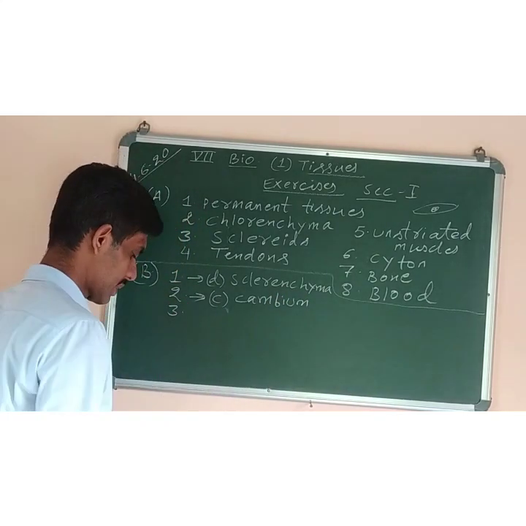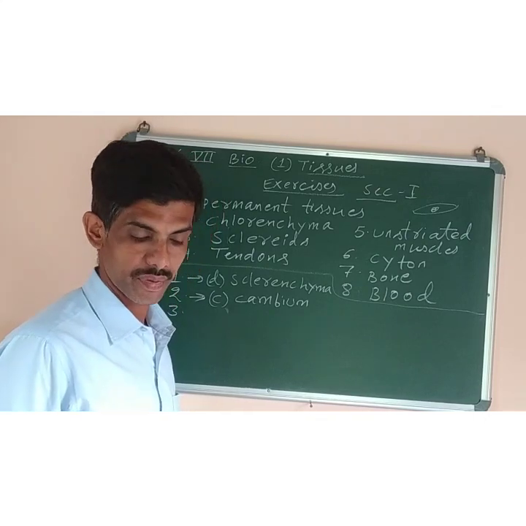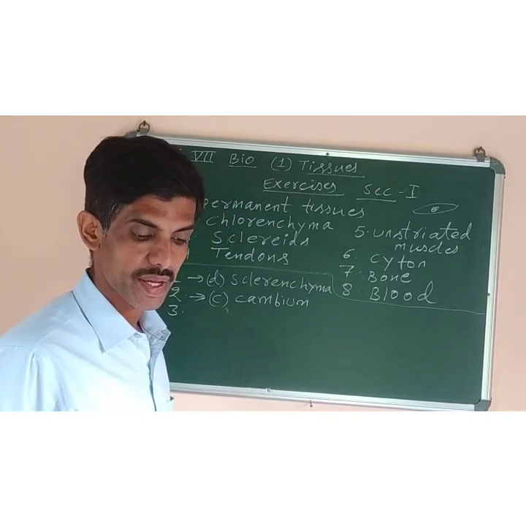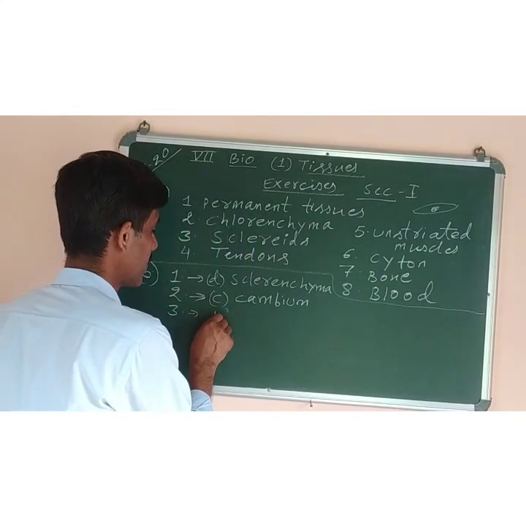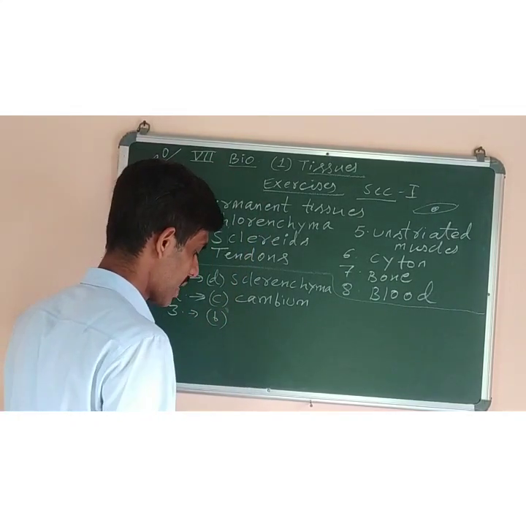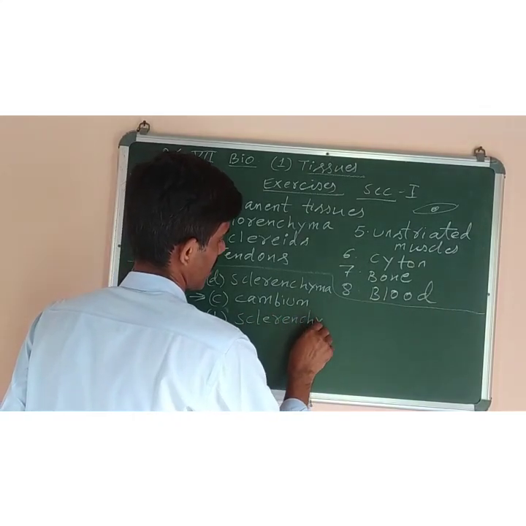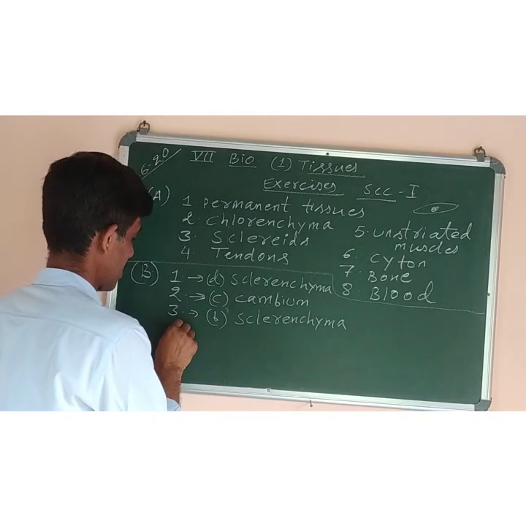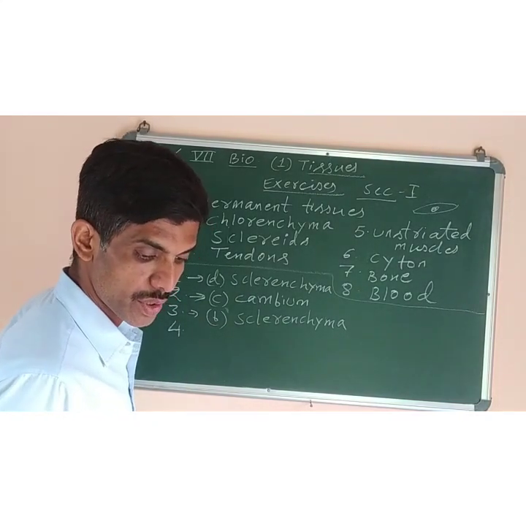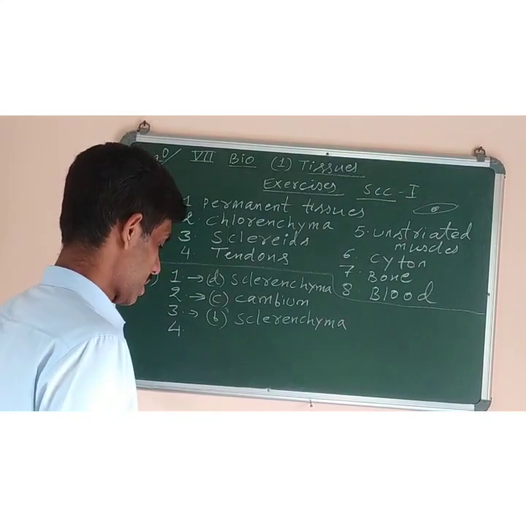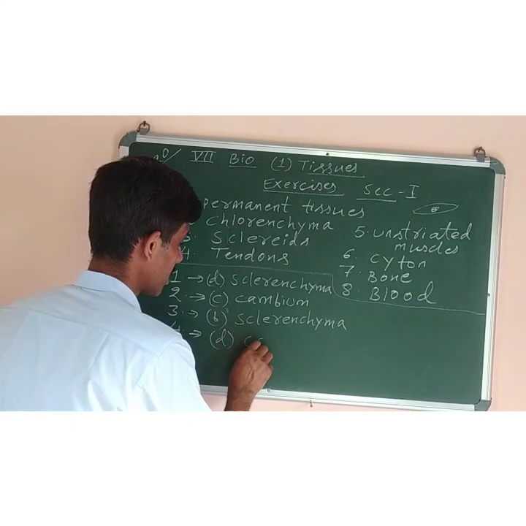Then the third question is cotton fibers are a type of, and the choices are collenchyma, sclerenchyma, parenchyma or meristems. So the correct answer is number B. Cotton fibers are a type of sclerenchyma tissue. Then the fourth question is this tissue is found in between the vertebrae. The answer is cartilage, that is once again number D.